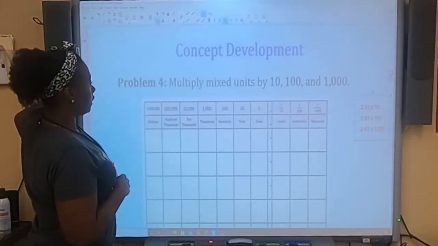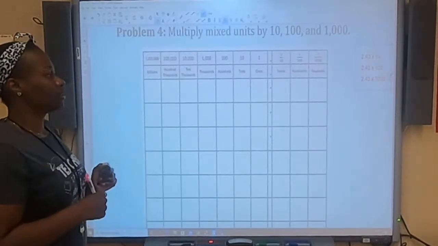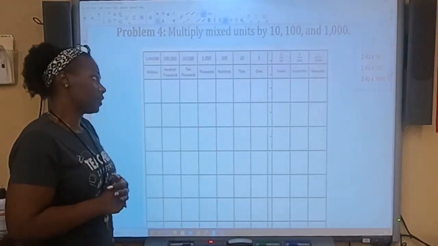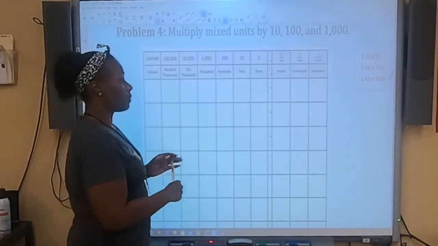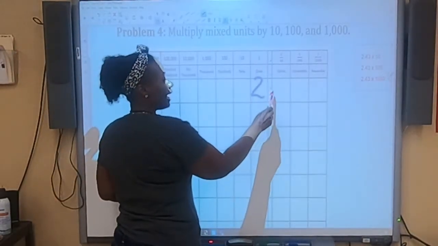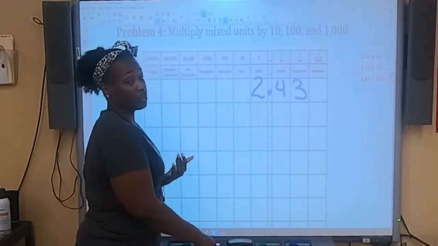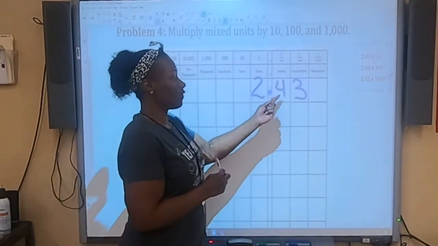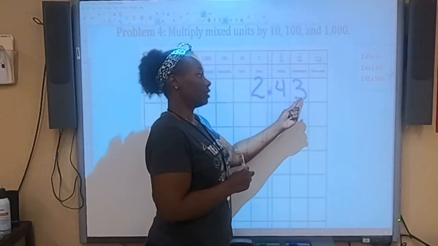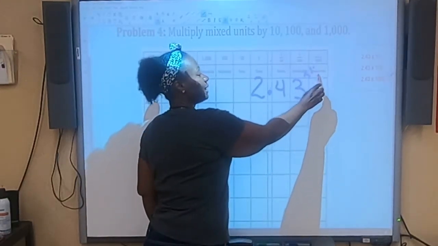Okay. Let's try some multiplication with 100 and 1,000. I start once again by putting my number on the place value chart. So my number is 2 and 43 hundredths. Notice all I did was put my digits in their place values. The 2 is in the ones place, the 4 is in the tenths place, the 3 is in the hundredths place. I'm going to multiply by 10.